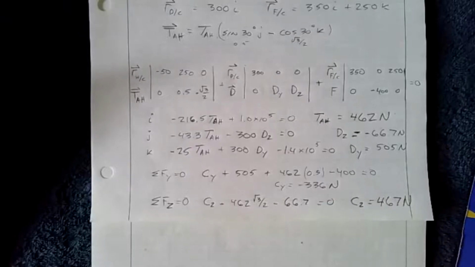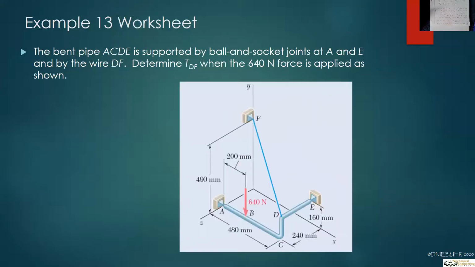So going back, we have one more example I'll show you. In this example, I'm going to walk you through it without writing it all out, because you've seen it like this before, the last one in the last lecture. Now, here you have the bent pipe, ACDE. And so the bent pipe is connected by ball and socket joints at A and at E. And you have single force 640 newtons down, and then you have this tension DF going up.